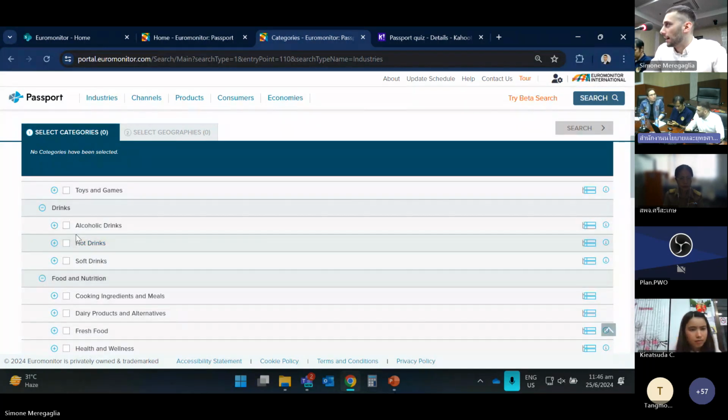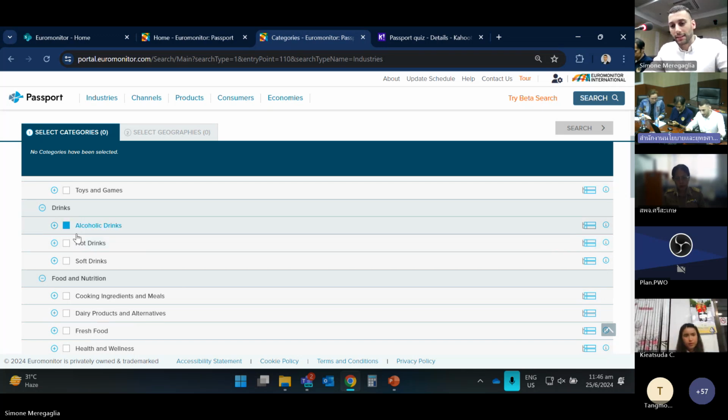For today's training, I will just use one example, but when I show you one example, just bear in mind that every industry is going to be researched in the same way as I show you for one specific industry example. So you just need to remember how to go about finding the data in one category, and all the other categories use the same way to find the data. So for the sake of today's example, I'm going to select hot drinks.